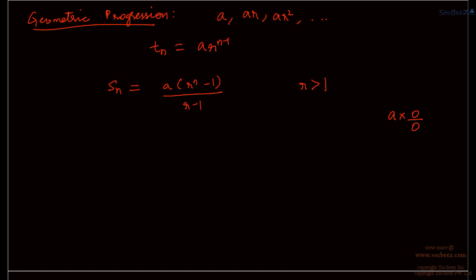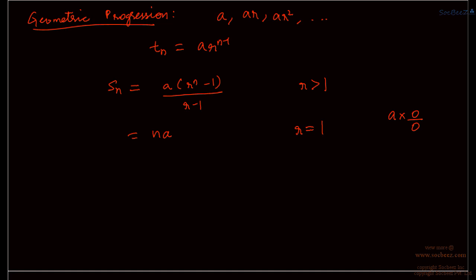This is an indeterminate form, right? You don't know what this is. But if you just observe the series, you know that this is A, then A, like this, there are n terms. So what the sum should be is nothing but nA, right? So just be careful in such a situation.